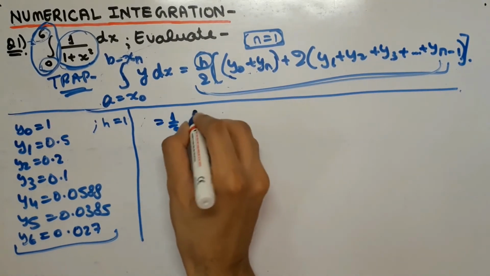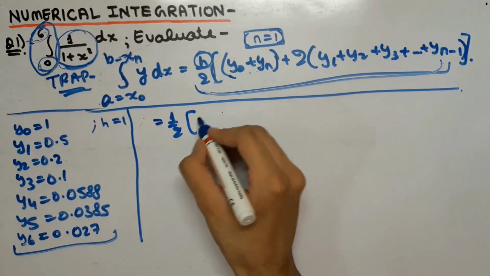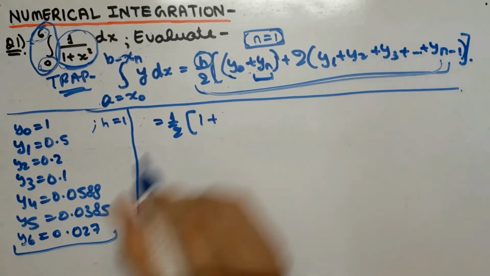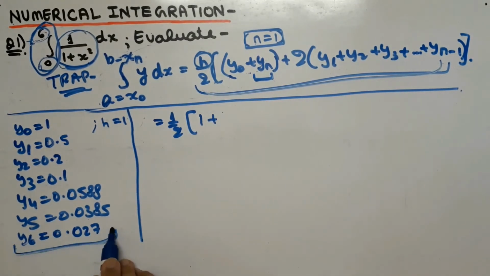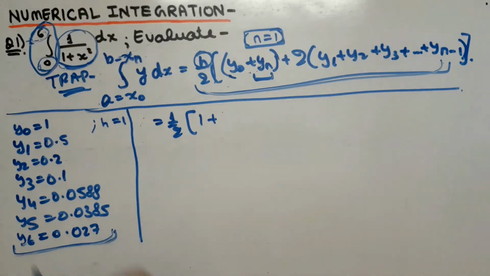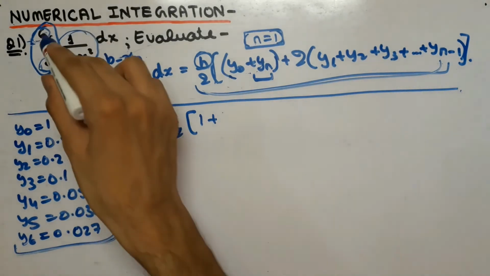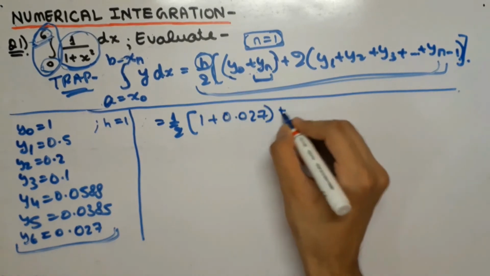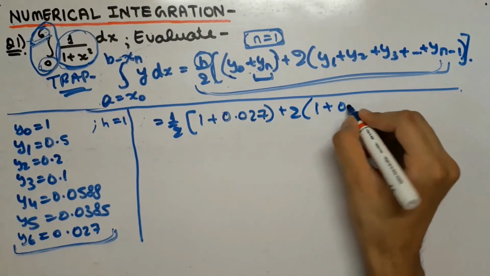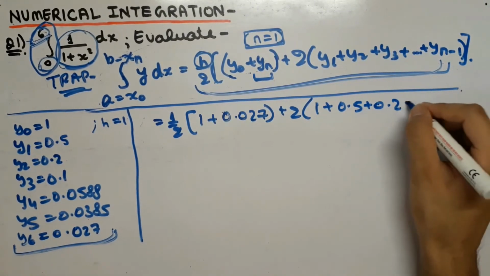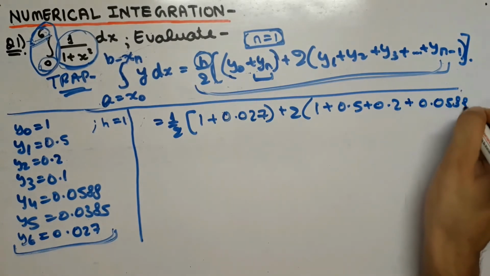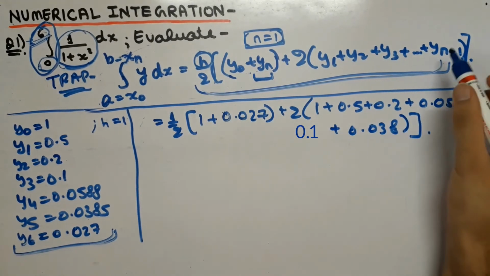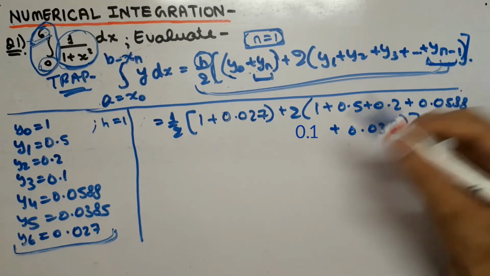That is 1 by 2, and we will put the value of y0 as 1. Now keep in mind that yn is the last value of y that we have found, that is y6. I have already told you that n is 6, that is the upper limit. Now we will put this as 0.027 plus 2 into 1 plus 0.5 plus 0.2 plus 0.0588 plus 0.0385. That is, we have put the values till yn minus 1, that is y5 in this case.